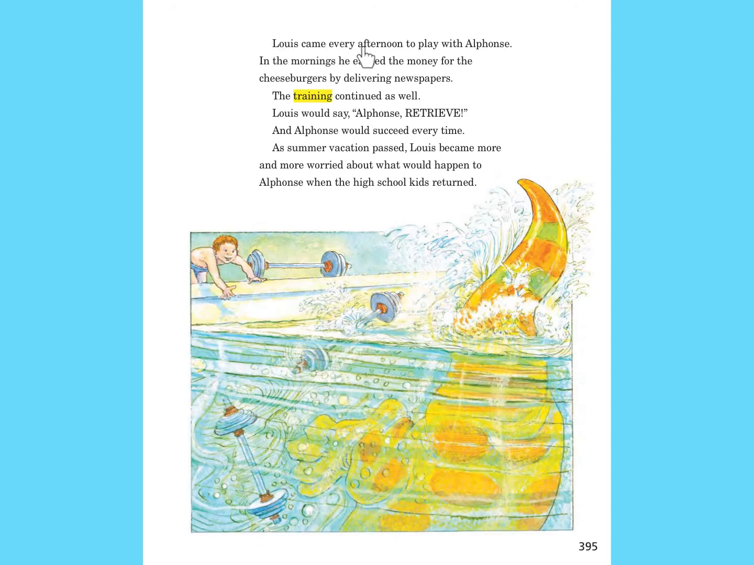Louis came every afternoon to play with Alphonse. In the mornings, he earned the money for the cheeseburgers by delivering newspapers. The training continued as well. Louis would say, "Alphonse, retrieve!" And Alphonse would succeed every time. As summer vacation passed, Louis became more and more worried about what would happen to Alphonse when the high school kids returned.